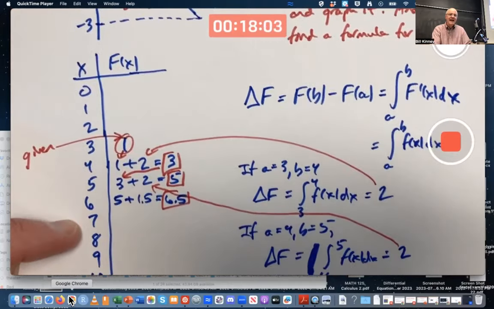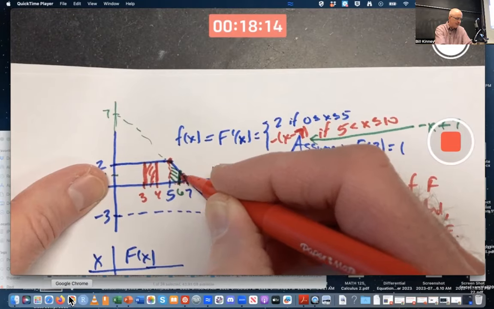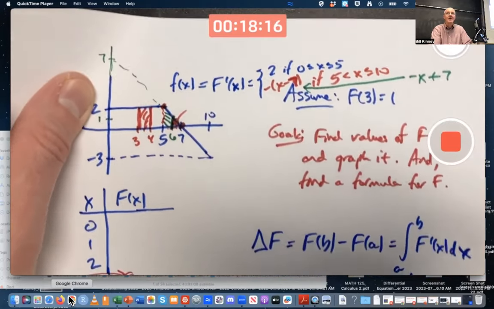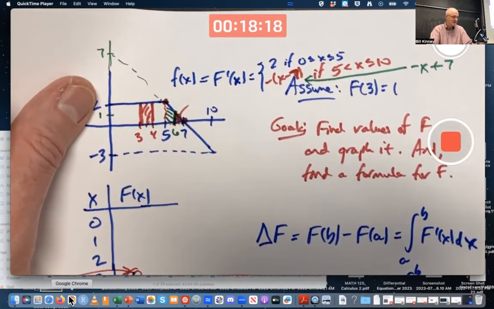As x goes from 6 to 7, the change in f is the value of the integral from 6 to 7, which is the area of that little triangle right there. 1/2 base times height. Base is 1, height is 1. Area is 1/2. Area equals 0.5. So the change in capital F is 0.5. It goes from 6.5 up by 0.5 to 7.